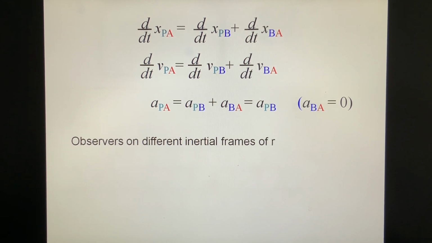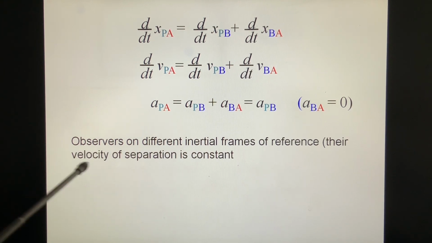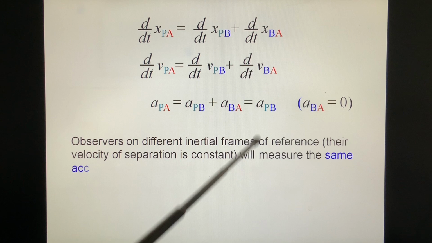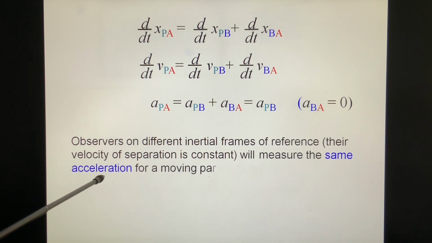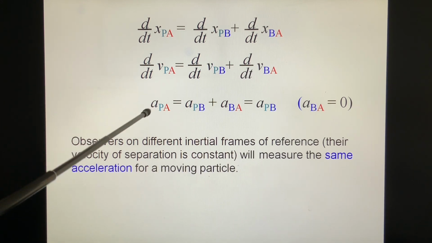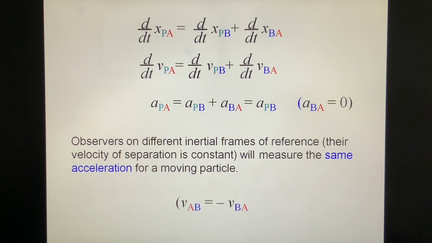Observers in different inertial frames of reference, whose velocity of separation is constant, measure the same acceleration for a moving particle. The acceleration is the same. And for two frames, we have vAB equals minus vBA. What does that mean? You stand in frame A and look at B, it has a velocity. You stand in B and look at A, it's opposite.